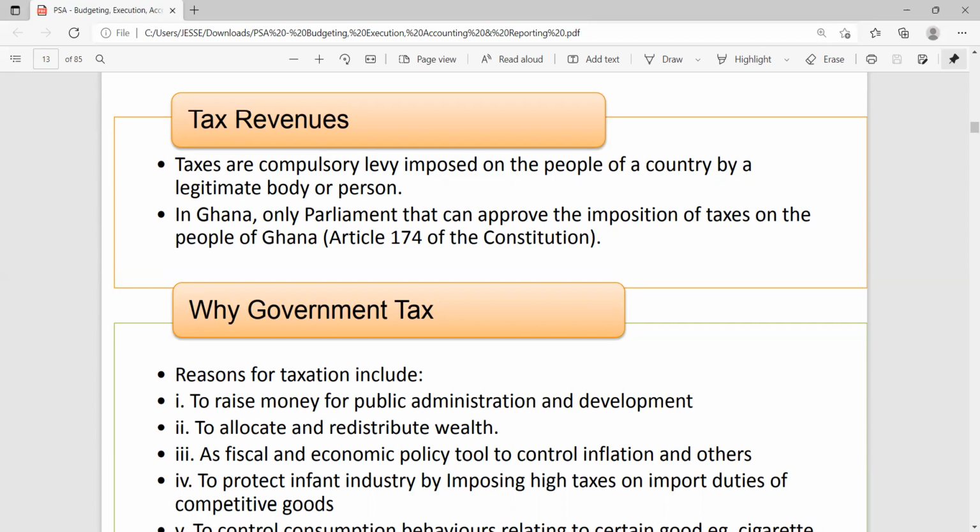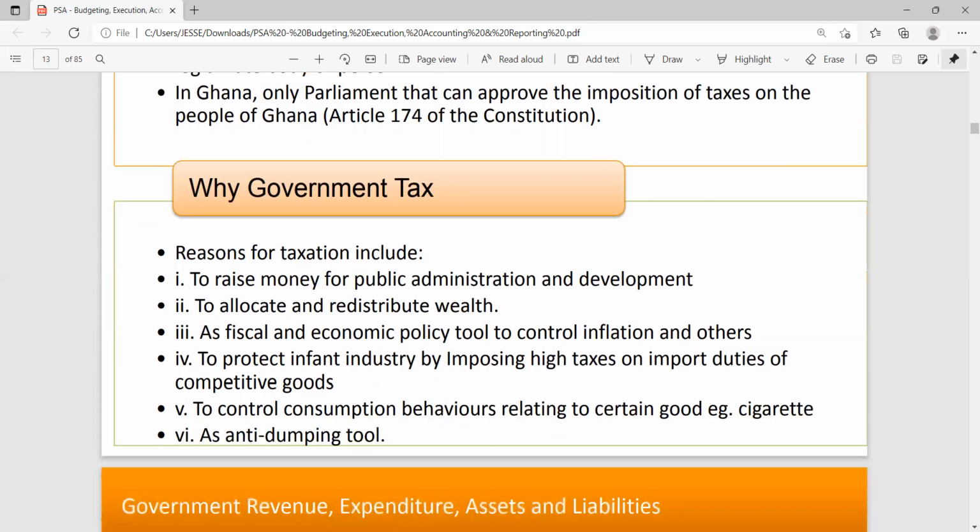So why does the government tax? To raise revenue, basically. The reasons for taxation include raising money for public administration and development. They also tax to allocate and redistribute wealth, right? If you want to redistribute wealth, you can use taxation as a fiscal and economic policy tool to confront inflation.